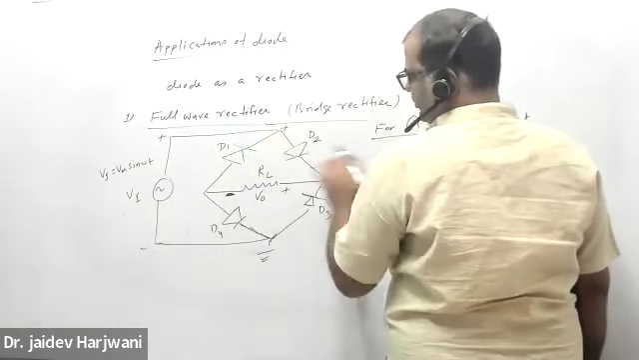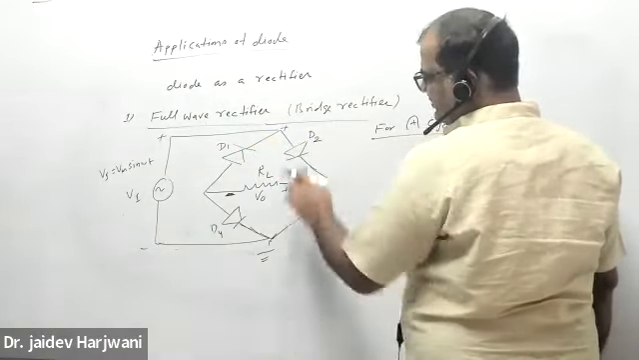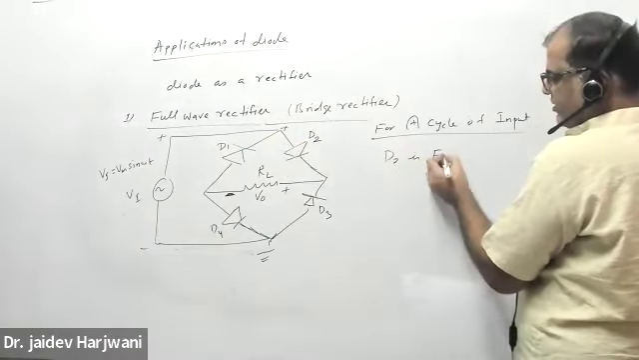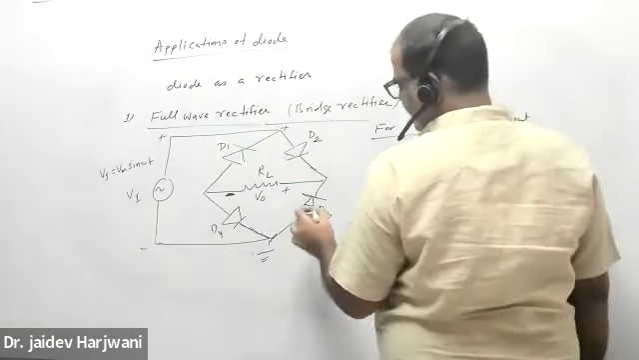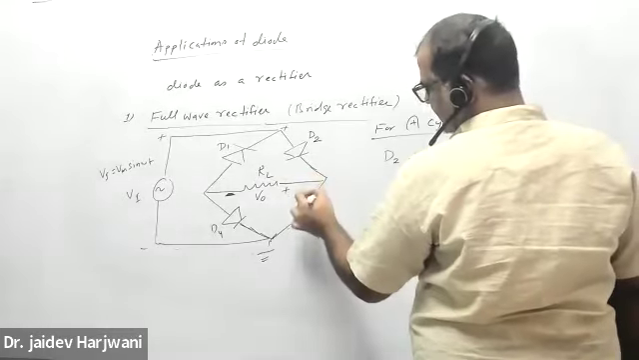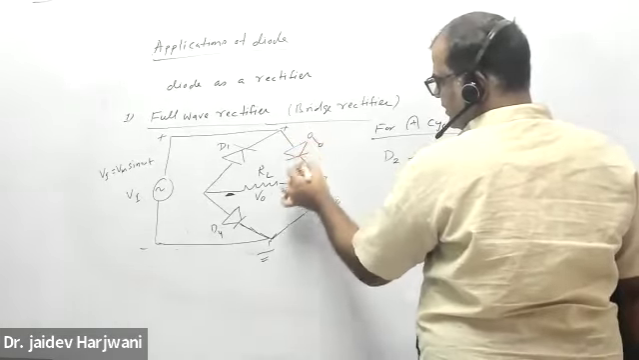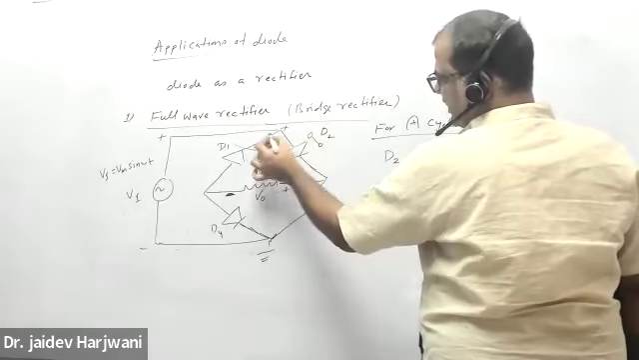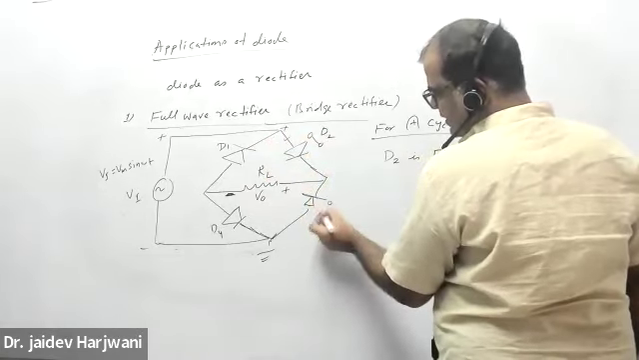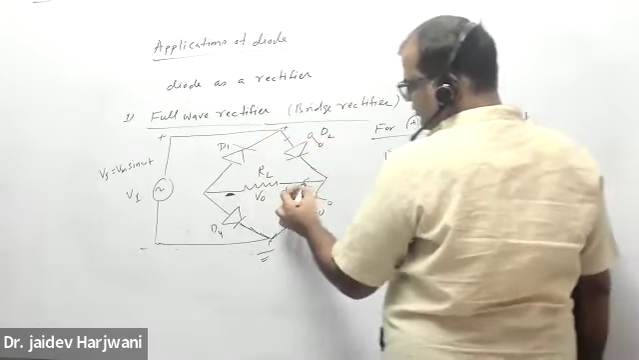Here positive, so this plate is positive, so D2 is forward bias, and D3 is reverse bias. So this part will be open and this part will be short circuited. Current will come like this and go here; D3 is open, so current cannot go there, so current will go here and it will go like this.